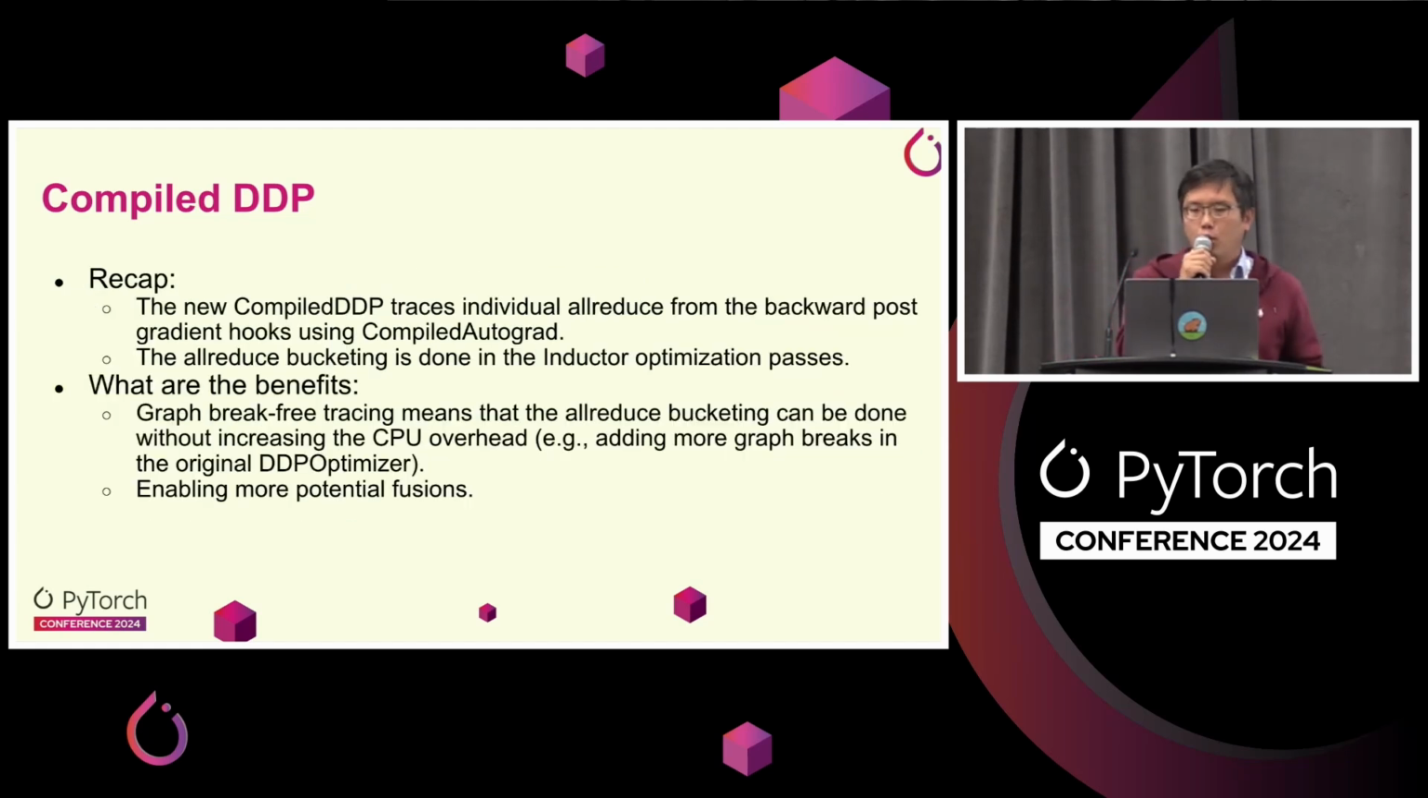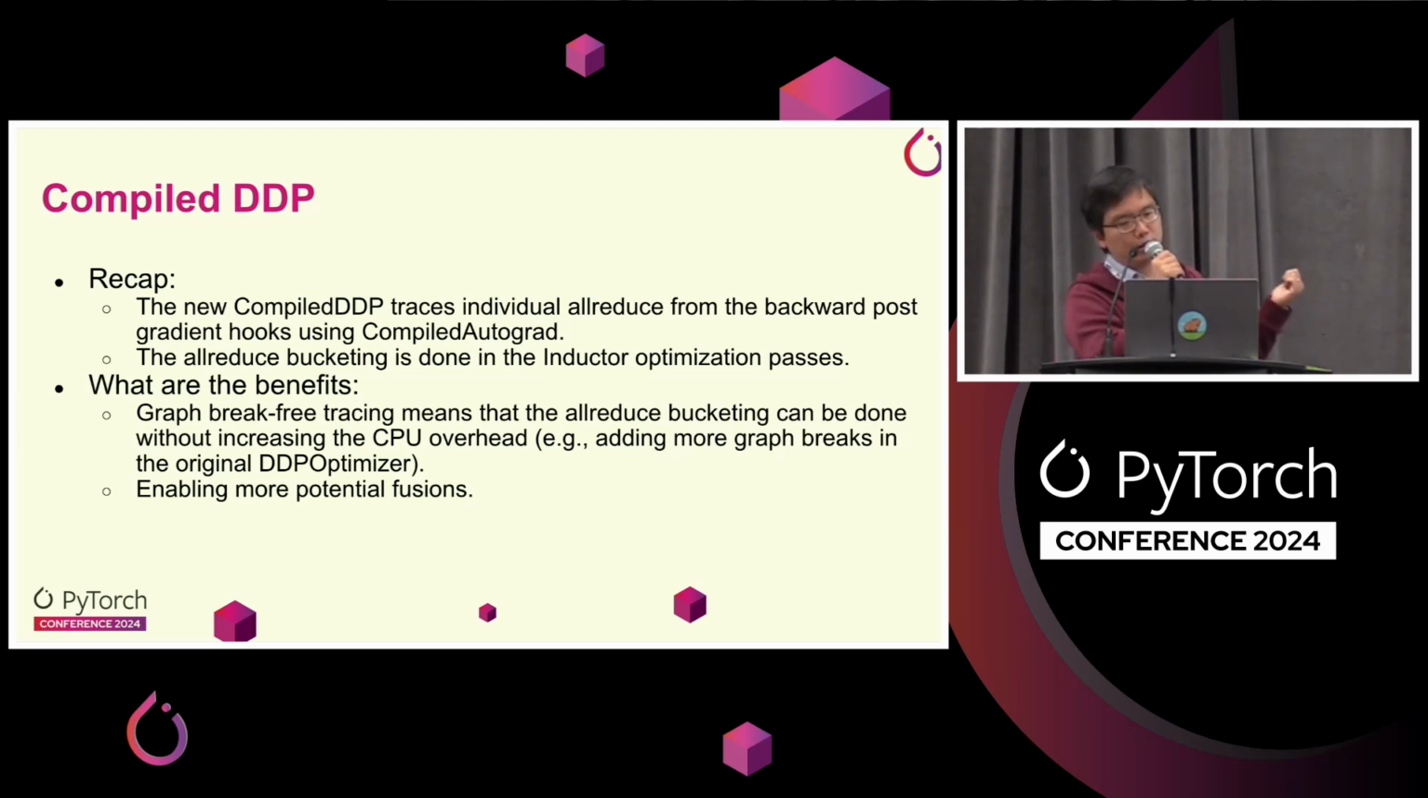So to recap, we propose new Compiled DDP and utilize Compiled Autograd to trace the gradient hook. It issues one all-reduce per gradient hook, and we also implement all-reduce bucketing logic inside torch inductor. So what are the benefits of this new Compiled DDP? First of all, as we already explained, we decouple the bucketing logic from the graph break. So we can get one graph, and it enables more potential fusion.